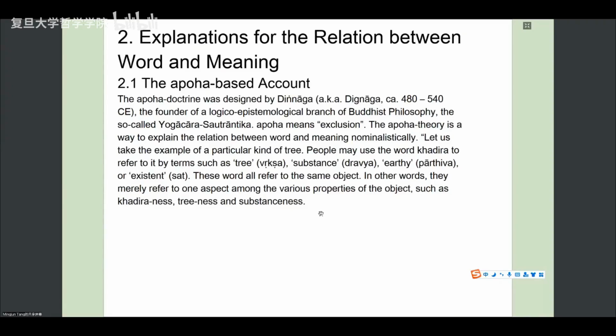Let us take the example of a particular kind of tree, and I quote here from Hattori. Hattori's article is also in this collective volume, which is entitled Apoha. So let's read Hattori's explication of apoha. Let us take the example of a particular kind of tree. People may use the word kadira to refer to it, or terms such as tree, vriksha, substance, dravya, earthy, parthiva, or existent, sat. These words all refer to the same object. In other words, they merely refer to one aspect among the various properties of the object, such as kadiraness, treeness, and substanceness. We can take the next slide.